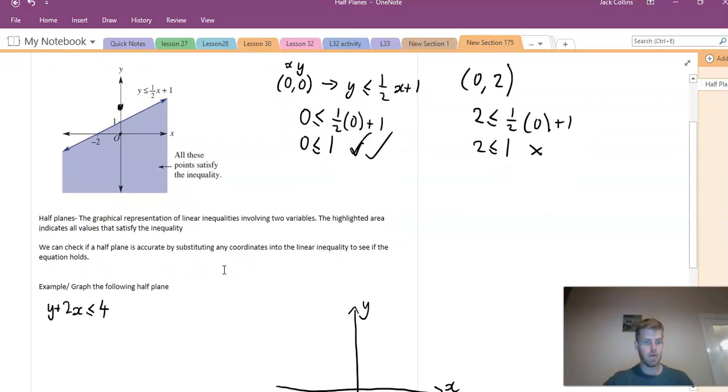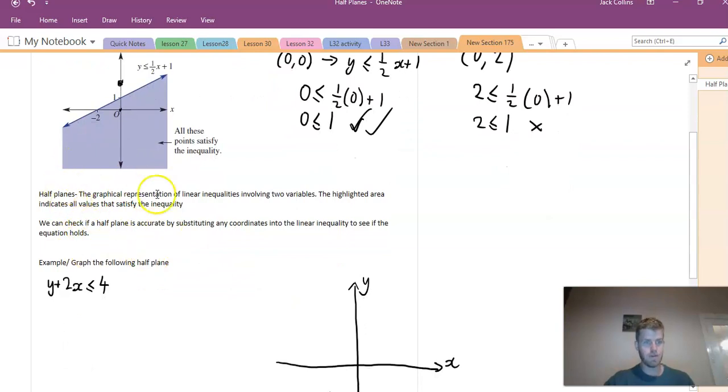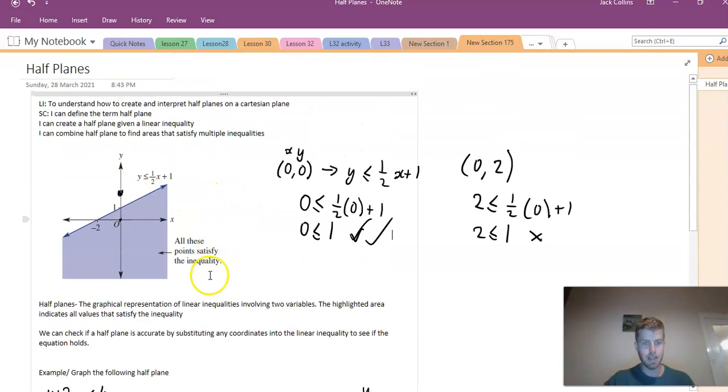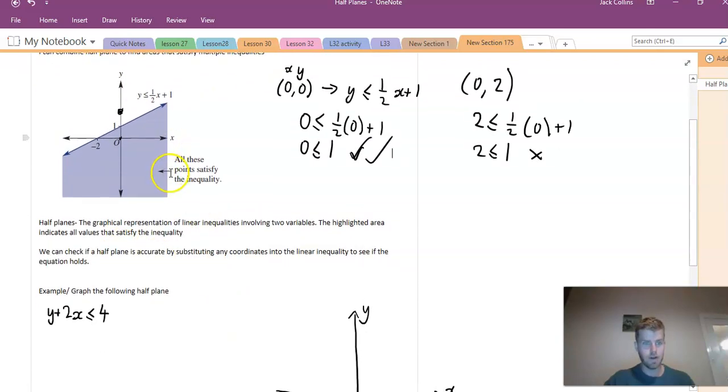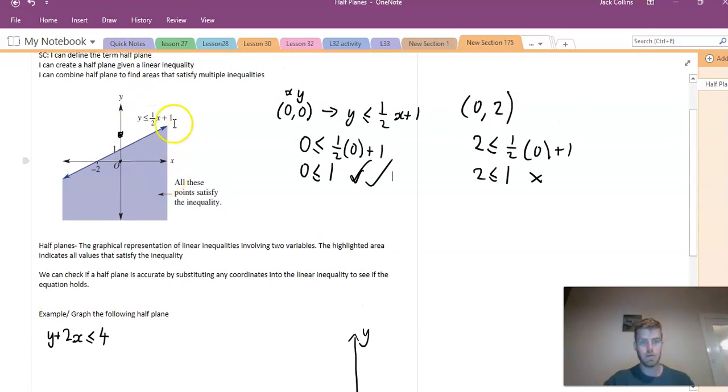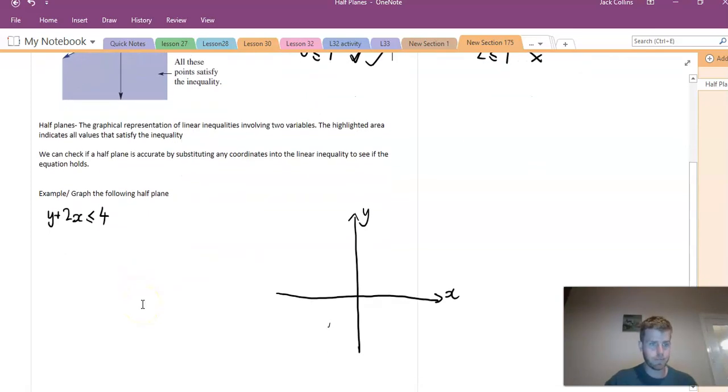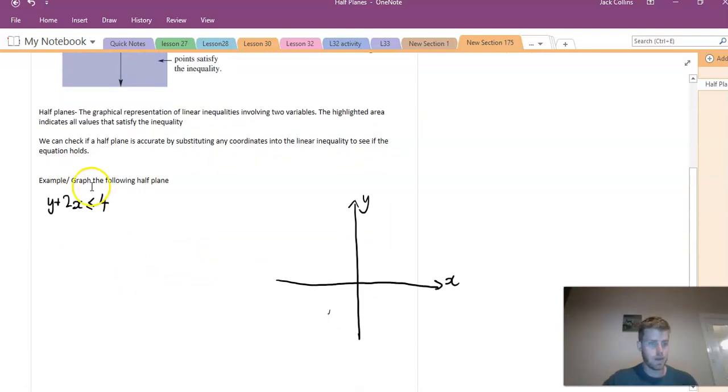So let's look at how we can do that. First off, in your books, you write down half planes. They're just graphical representations of a linear inequality that involve two variables, such as y is equal to or less than half x plus 1. So the highlighted area indicates all values that satisfy that inequality.